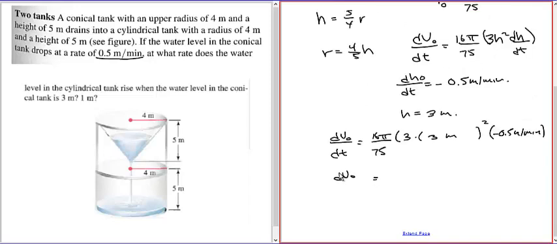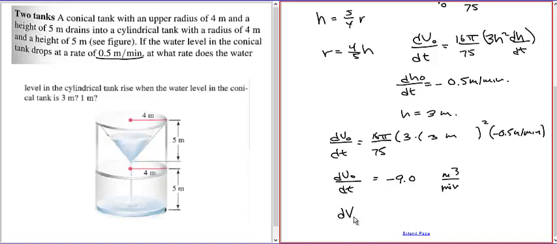And so what we're going to get is cubic meters per minute, because you have meters squared times meters. So it's cubic meters per minute, which is the rate of change of volume per unit time. I'm just going to do this as a decimal. So we get 16 times pi divided by 75 times 3 cubed. 3 cubed is 27, times 0.5, with a negative sign, and you get negative 9.0 cubic meters per minute. So this thing's emptying out at this rate.